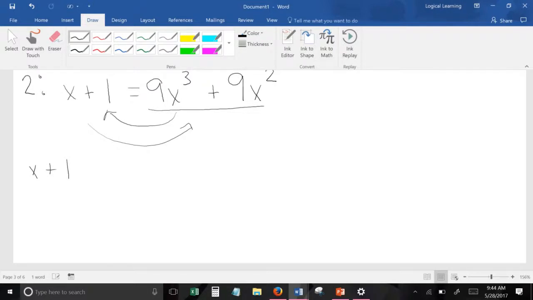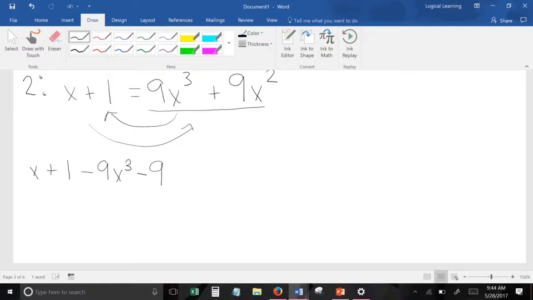So to move these, I need to subtract 9x cubed from both sides. We have minus 9x cubed. I need to subtract 9x squared from both sides. We have minus 9x squared. And 9x cubed minus 9x cubed gives us 0. And 9x squared minus 9x squared gives us 0. And 0 plus 0 gives us 0. So we now have everything on the left side of the equation.